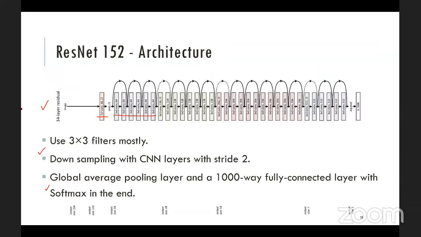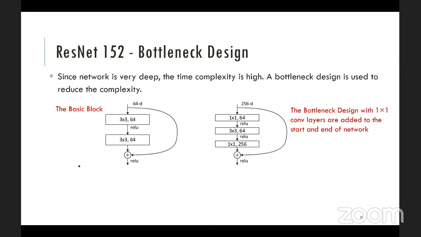Sorry, this pooling is done here, but at the end we have this. So this is your average pooling layer. I'm sorry, I told you wrong there. So this is your global average pooling layer, and then a 1000-way fully connected layer with softmax at the end. Again, your softmax will convert these values into 1000 probabilities. So you will say, what is this image about?